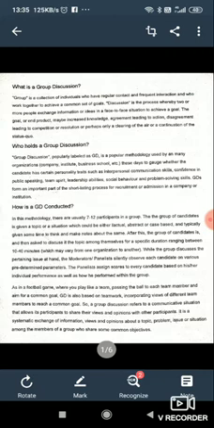How is GD conducted? In this methodology, there are usually 7 to 12 participants in a group. The group of candidates is given a topic or situation which could be either factual, abstract, or case based, and typically given some time to think and make notes about the same. After this, the group of candidates is asked to discuss the topic among themselves for a specific duration ranging between 10 to 40 minutes, which may vary from one organization to another.